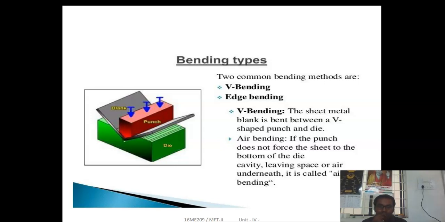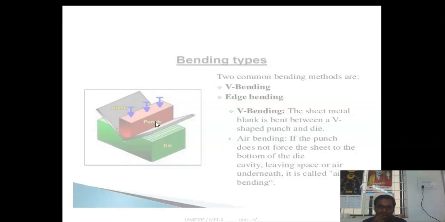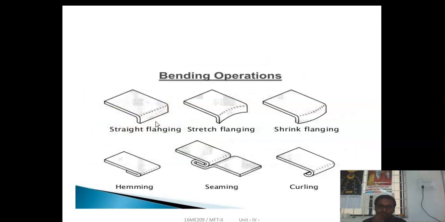There are two types of bending: one is V bending and the other is edge bending. In V bending, as shown in the figure, the sheet metal blank is bent between a V-shaped punch and die. Air bending: if the punch does not force the sheet to the bottom of the die cavity, leaving space or air underneath, it is known as air bending. These are also some of the bending operations.